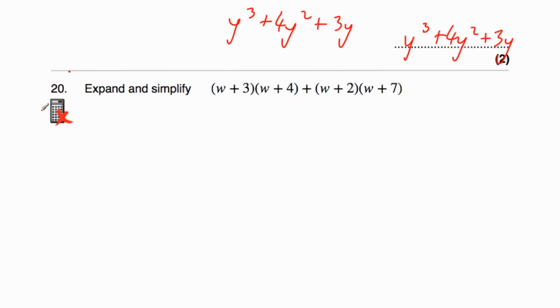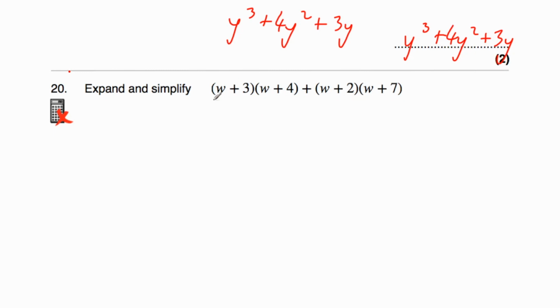So let's have a look at question number 20. In question number 20, we've been asked to expand and simplify (w plus 3)(w plus 4). So we're going to have to expand and simplify these. Then we've got plus (w plus 2)(w plus 7). So we need to expand these as well and simplify them, and then we need to add them both together.